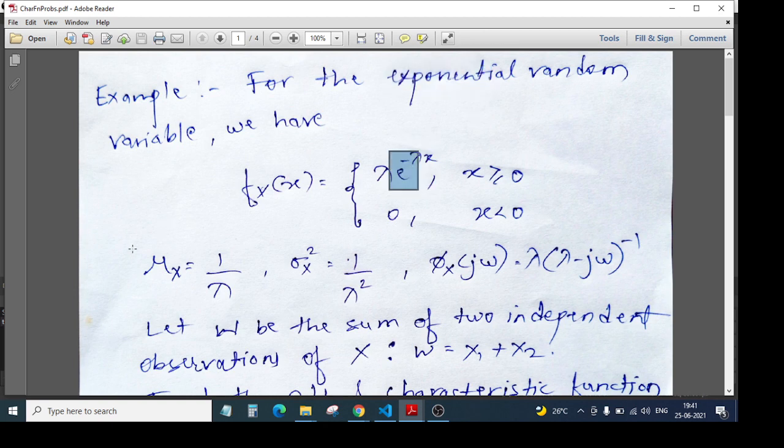Next, they have given you the mean. Mu is nothing but the mean, which is 1 by lambda. They have given sigma square x, which is nothing but your variance, which is 1 by lambda square. And they have also given your characteristic function, which is phi x.